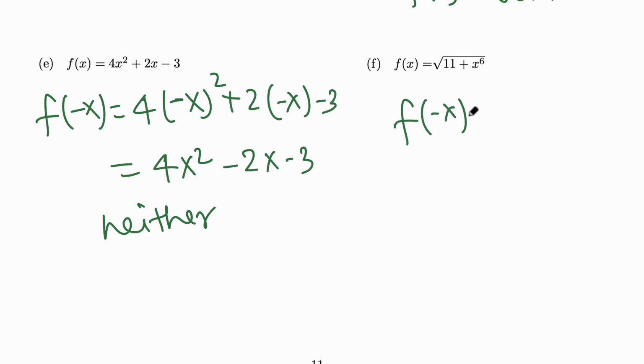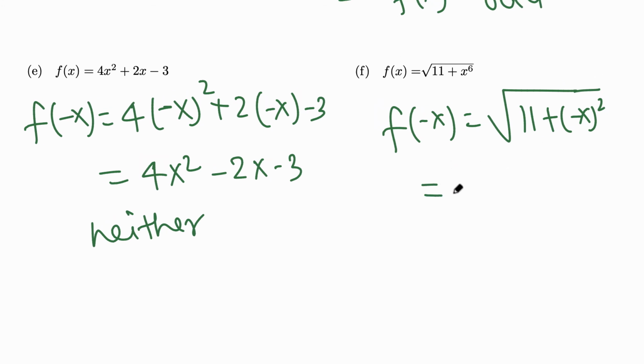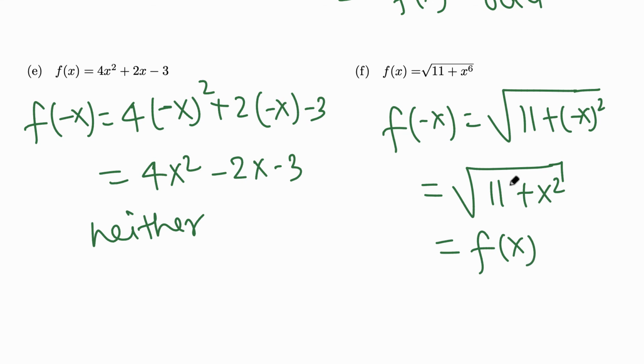Here replace x by negative x, that gives us the square root of 11 plus negative x squared. Negative squared will be positive, plus this one, which is the original function. So we got the original function back, that means even function.